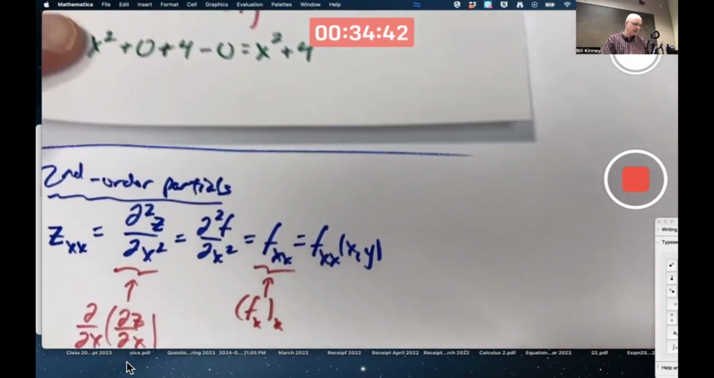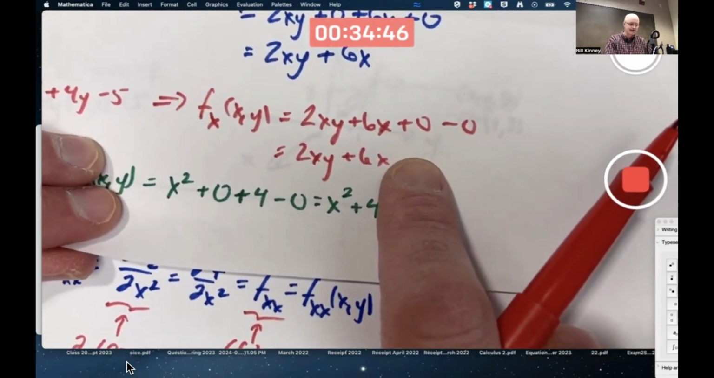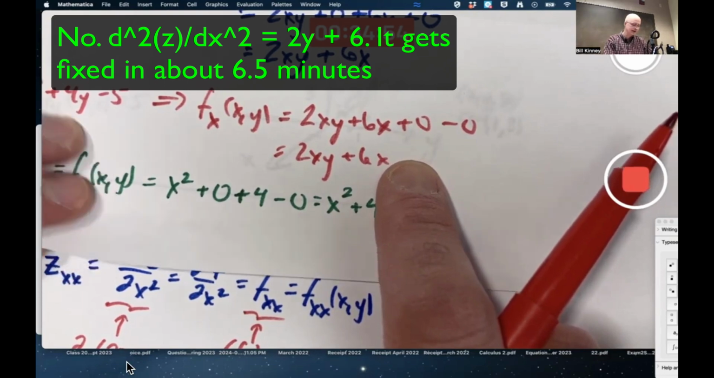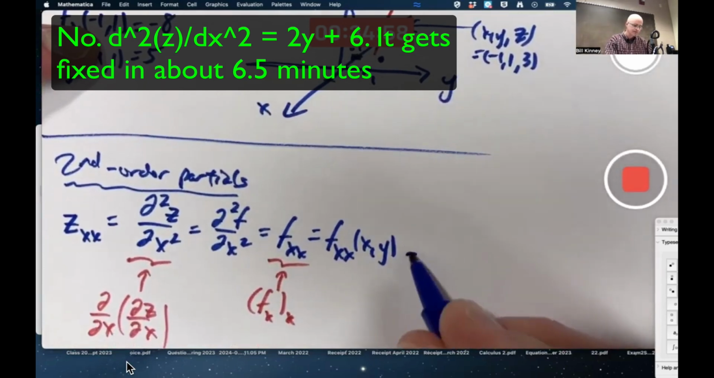Anyway, you look at the formula for the first order partial with respect to x, and we have to differentiate that again with respect to x. Treat the y as a constant. You get 2x plus 6, right? 2x plus 6 is what the answer here is for this example.